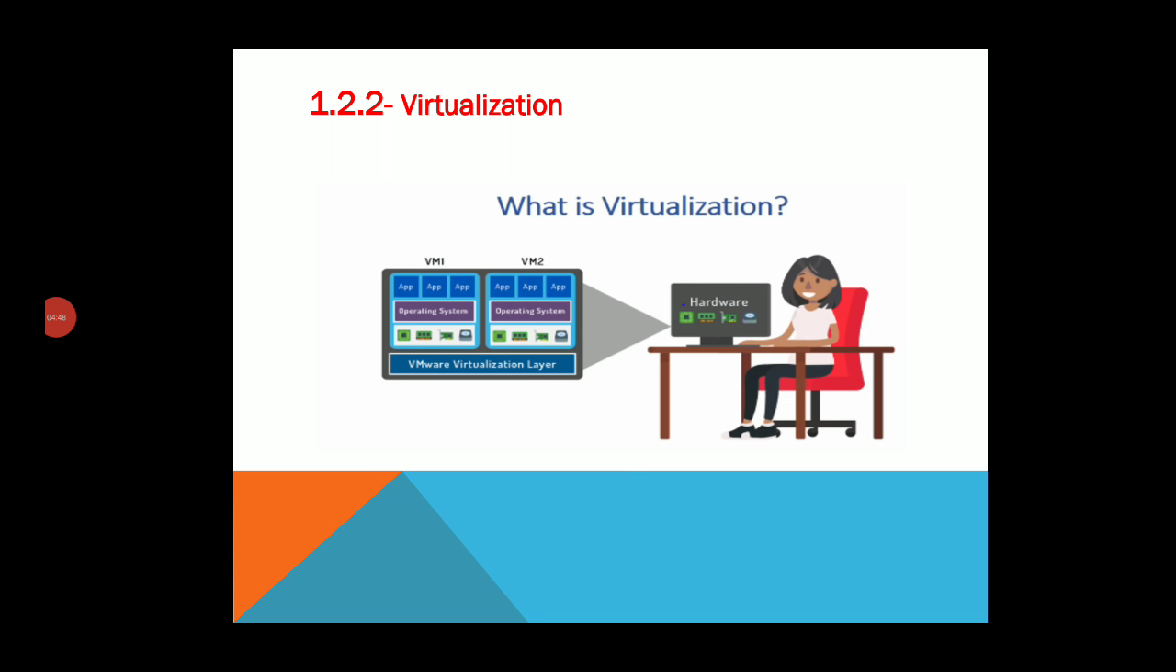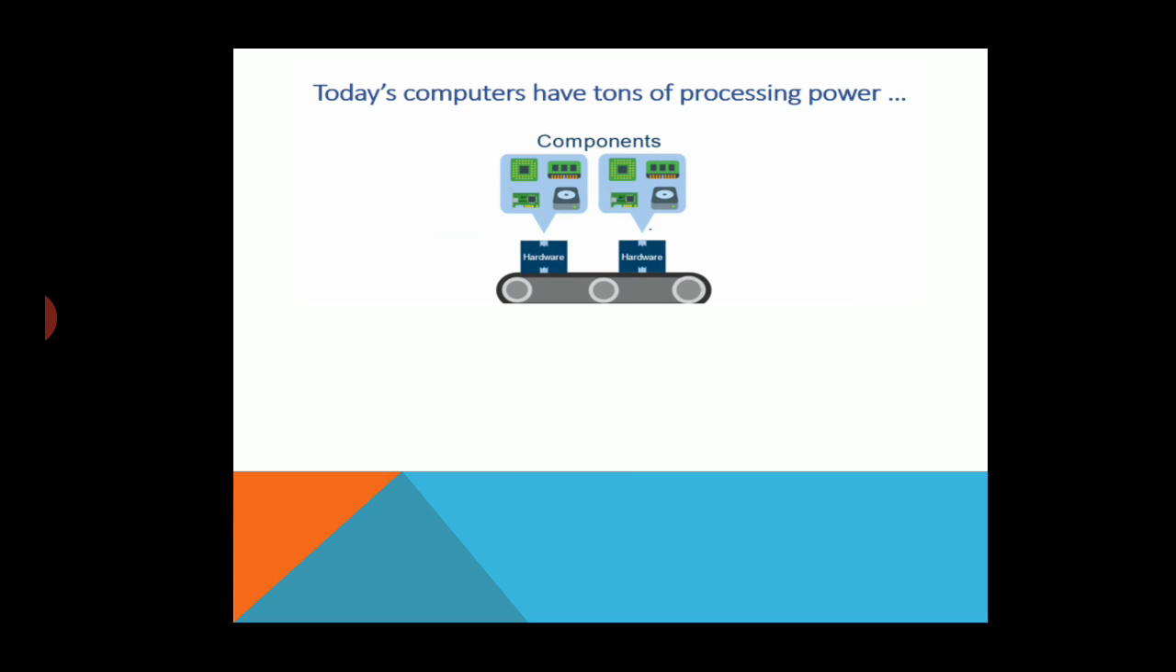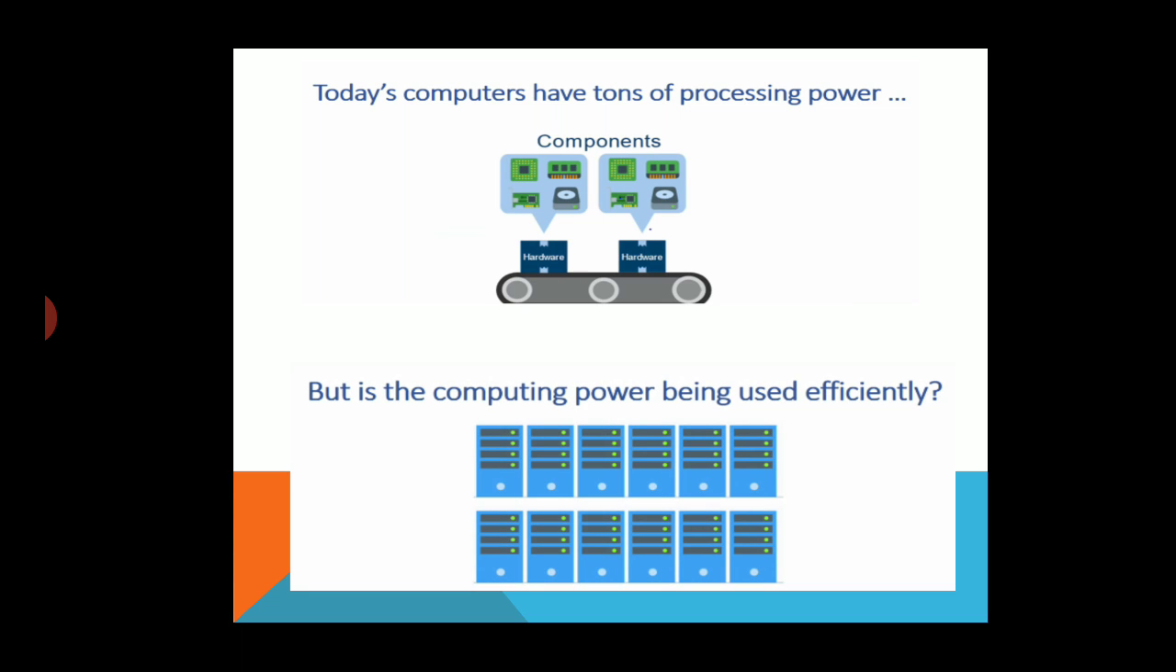Next one, we have virtualization. Now, what is this virtualization? We often get this question, what exactly is virtualization, given that we use it every day when we access the cloud or cloud services. Today's computers have tons and tons of processing power, including fast CPU processors, fast and inexpensive RAM, and tons of storage capacity. But is this computing power being used efficiently? Unfortunately, the answer is no. When the hardware and the processing power are underutilized and electricity is wasted, in other words, resources are wasted.